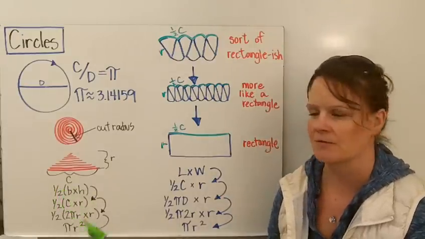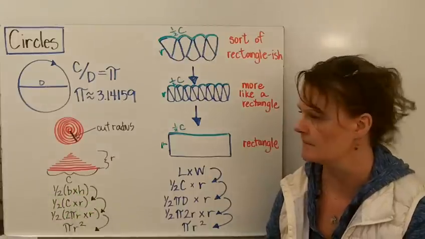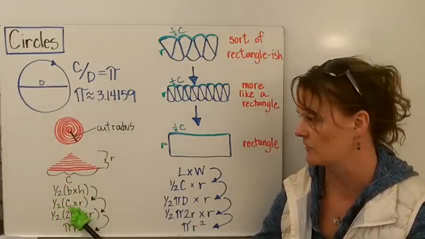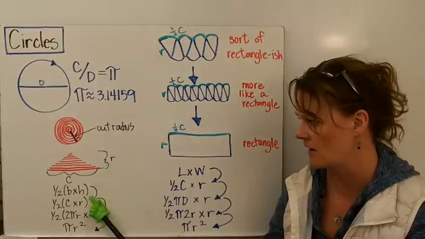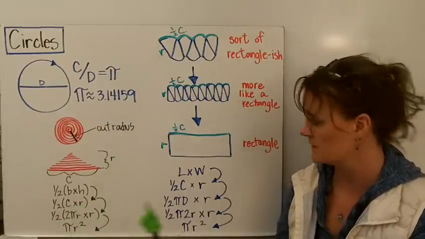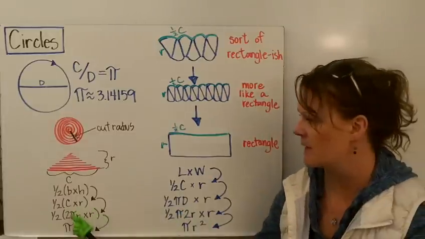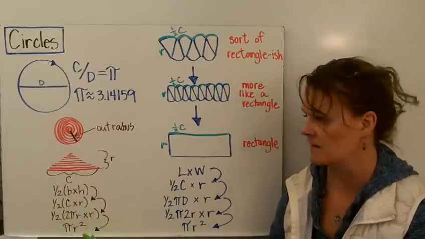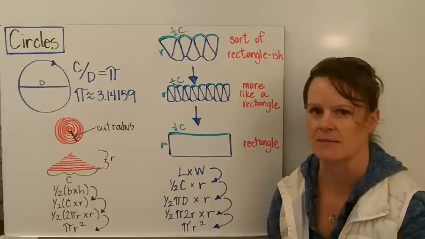So we know to find the area of a triangle, we take half base times height. In this case, your base is your circumference, so we're taking half times the circumference times the height, which is r. We're going to rewrite that circumference, just like we did over here, as 2 pi r. So half 2 pi r times radius ends up being pi times radius squared.